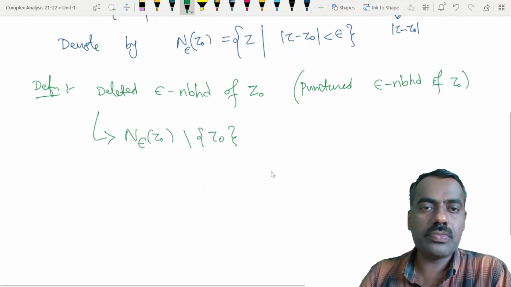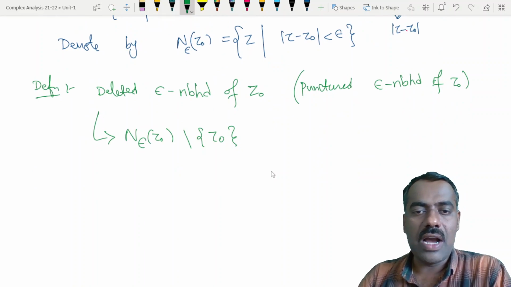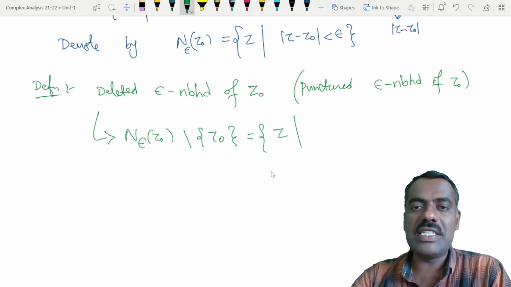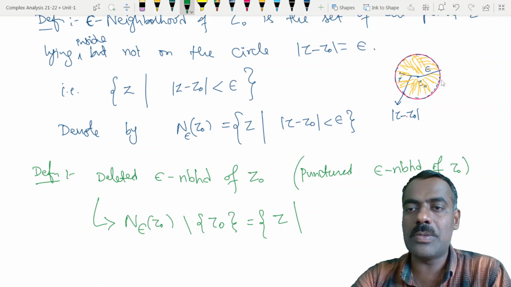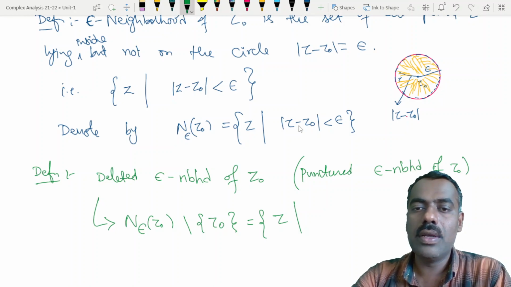Any problem? So how can you denote it in set form? See, what is the distance between z naught and z naught? If z is equal to z naught, then what is the distance between z naught and z naught?